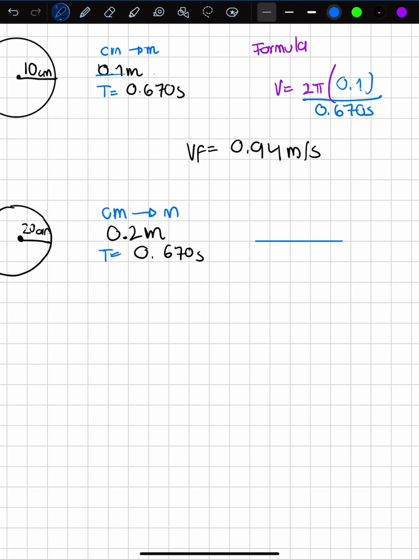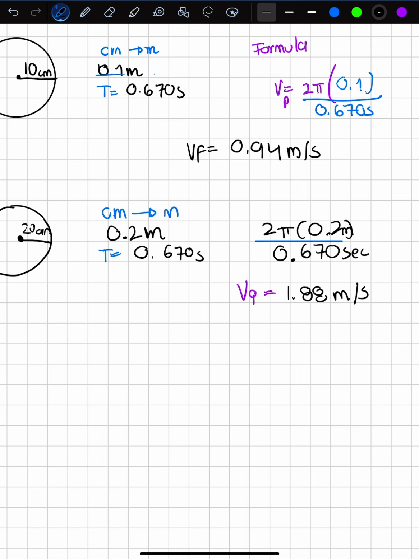And then basically we're just going to use the same formula that we used before. So let's plug our numbers in. 2 pi times 0.2 meters over 0.67 seconds. Let's plug that into our calculator. And then we're going to see that our velocity for point Q is going to be 1.88 meters per second.